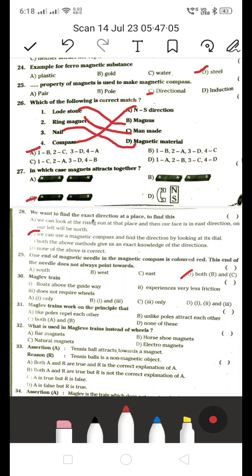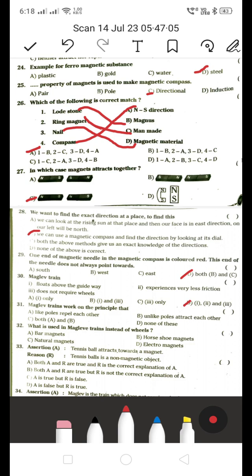Next one. It's a maglev train. Is it 1, floats above the guideway, 2, experiences very little friction, or 3, does not require wheels? A 1 only, B 1 and 3, C 3 only, D 1, 2, 3. Which is the right answer? A maglev train floats above the guideway, experiences very little friction, and does not require wheels. So D is the right answer.